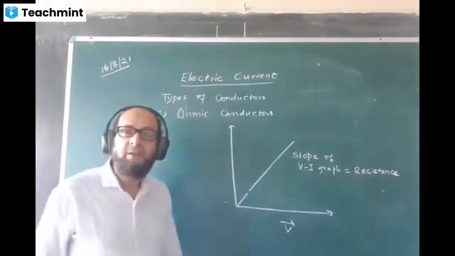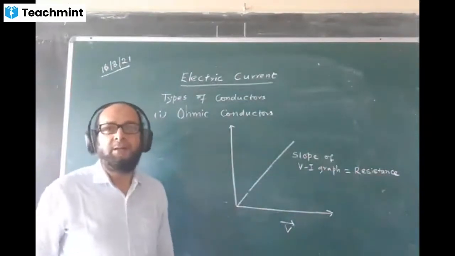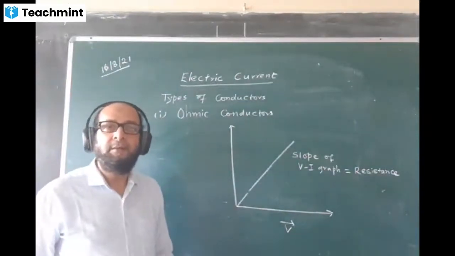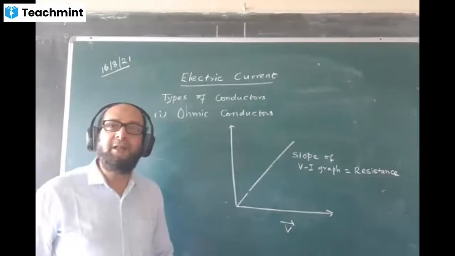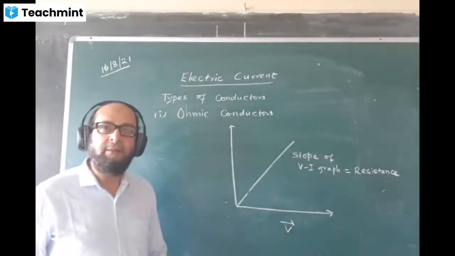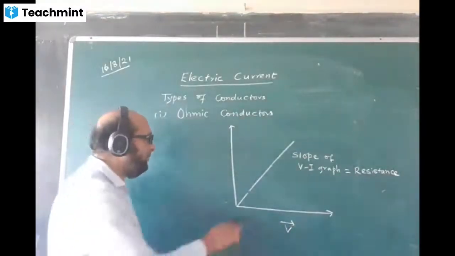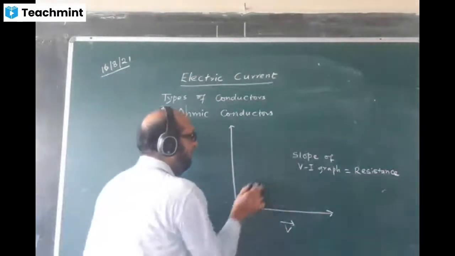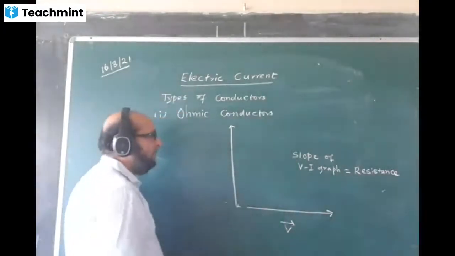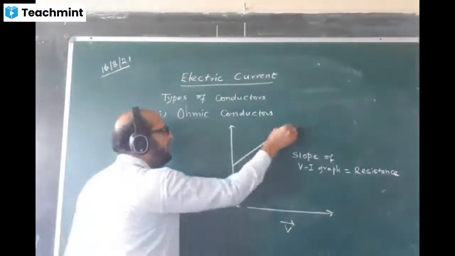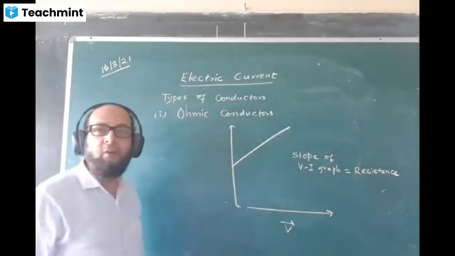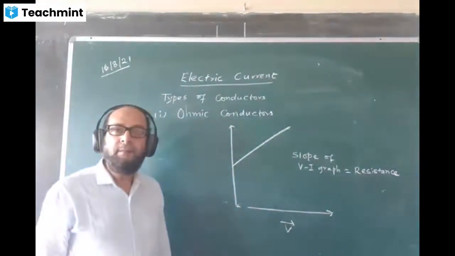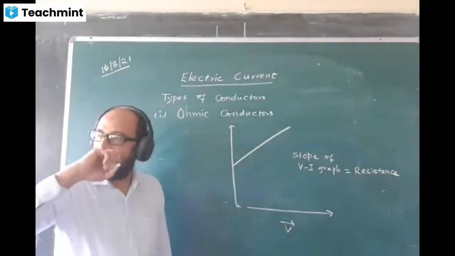What are the examples? Metal is like non-metal. Metals, I said you have written there also, and you are saying non-metal. Metals. Suppose the graph starts like this. Is it ohmic conductor or non-ohmic conductor? Tell me.